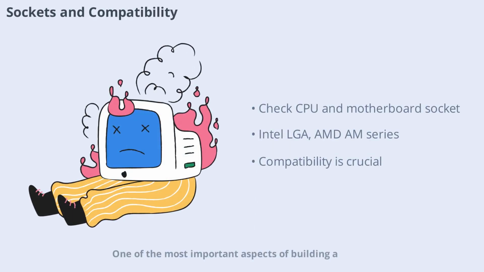One of the most important aspects of building a computer is making sure your processor and motherboard are compatible. This is determined by the socket type. The socket is the physical and electrical interface that connects the CPU to the motherboard. Different CPUs require different sockets, so you need to match them carefully. We'll look at popular socket types like Intel's LGA and AMD's AM series and explain how to check compatibility before you buy.